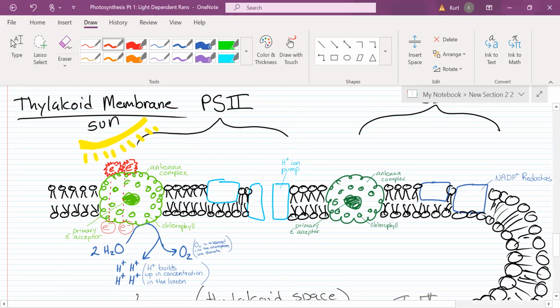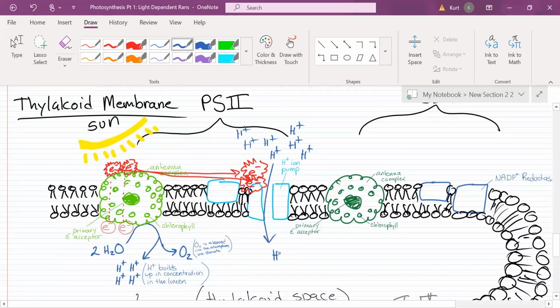So these electrons are going to basically just move here. Now the good news is that they're going to pump a whole bunch of hydrogen into the thylakoid thanks to this pump. It basically activates the pump.